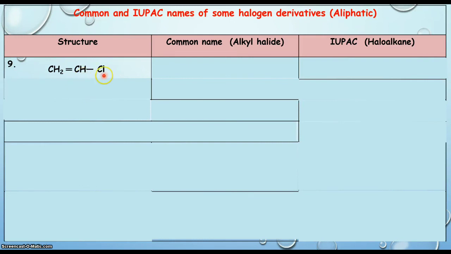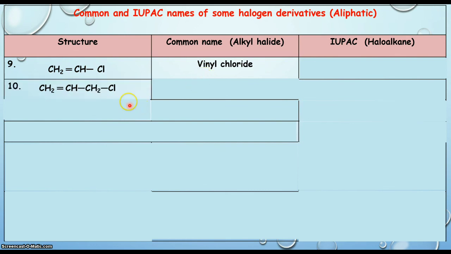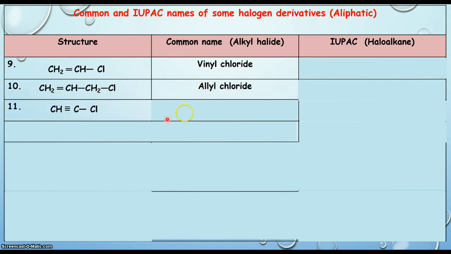In this structure, chlorine is bonded to an sp2 hybridized carbon atom, a doubly bonded carbon atom, and the common name of this structure is vinyl chloride. Now in the next example, chlorine is bonded to an sp3 hybridized carbon atom, which is next to the carbon-carbon double bond. Such compounds are called allylic compounds. Therefore, the common name of this structure is allyl chloride.